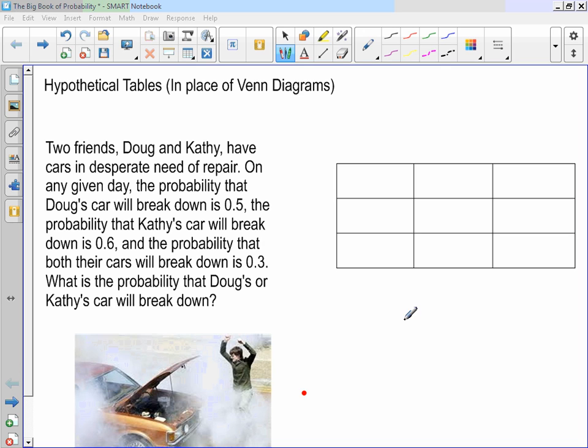Since I'm not a fan of Venn diagrams, and I'm not a fan of the formulas in our formula sheet, I have discovered, going to some different AP conferences and people showing me and talking to me, the new and improved way of doing probability problems. They're called hypothetical tables. And they work really well for probability problems. And quite frankly, these are the type of probability problems we're going to see the most of.